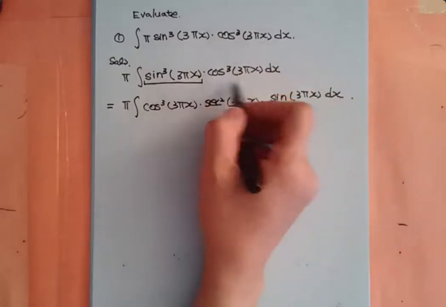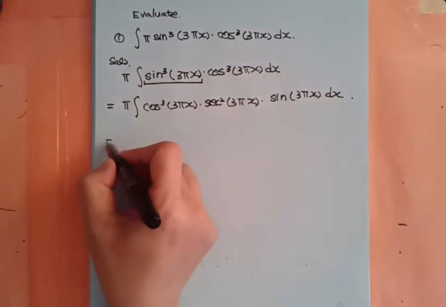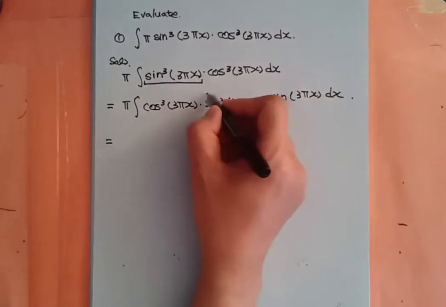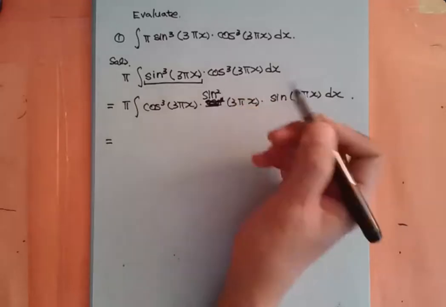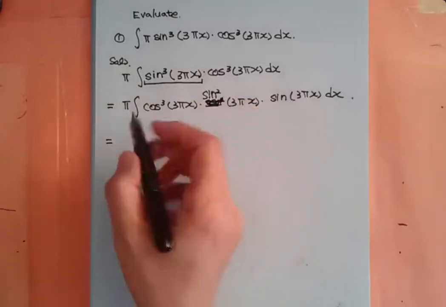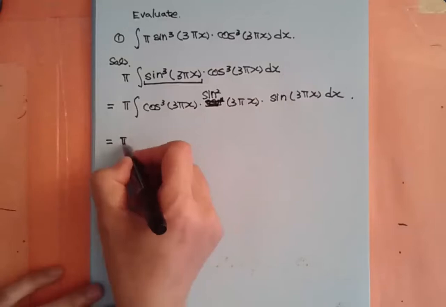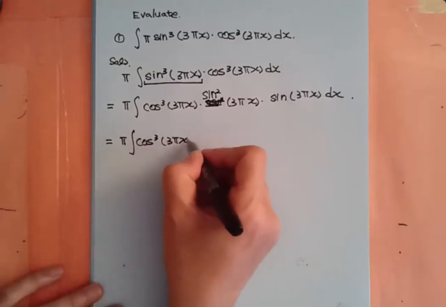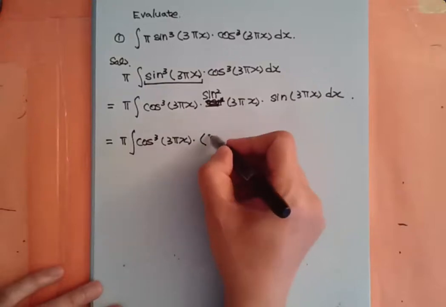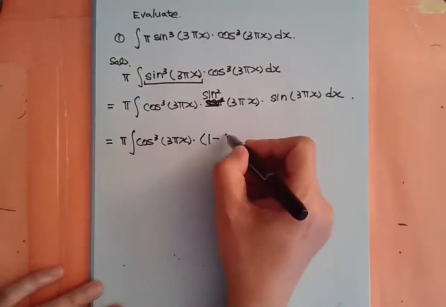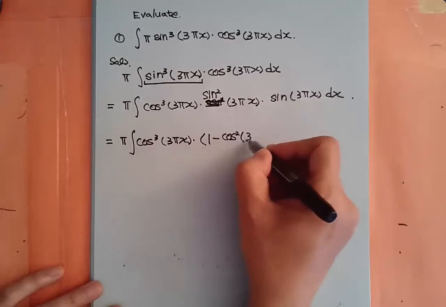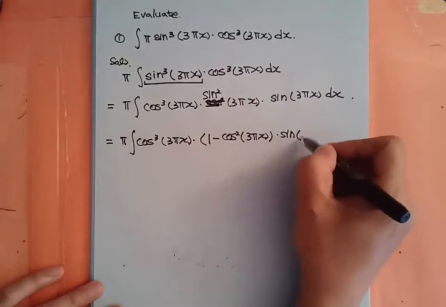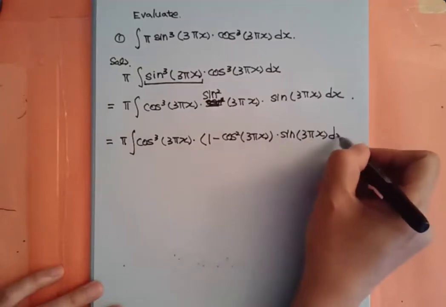You can choose to split this one also. Professor, you wrote secant instead of sine. Oh, sorry, thank you. Sine squared, yeah, sine squared 3 pi x. So that is pi integral of cosine cubed of 3 pi x times this one, by the Pythagorean formula, becomes 1 minus cosine squared of 3 pi x, times sine of 3 pi x dx.